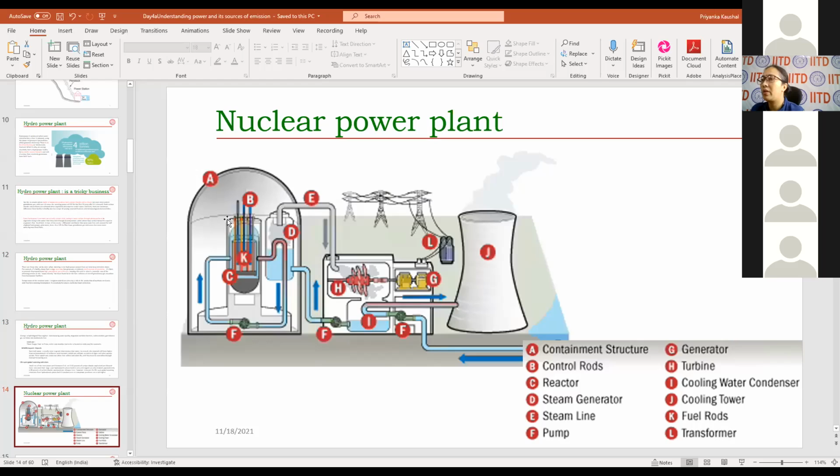There are control rods, as you can see in here. There is this reactor, steam line. Where is the steam line? Yeah, this is the steam line here, right? And then we have the pumps that are flowing in here. There are generators, the electrical generators, turbine. Then there is a cooling tower. And then these are the fuel rods. Where are the fuel rods? Okay, yeah, these are the fuel rods, right? So these are the major components of a nuclear power plant.